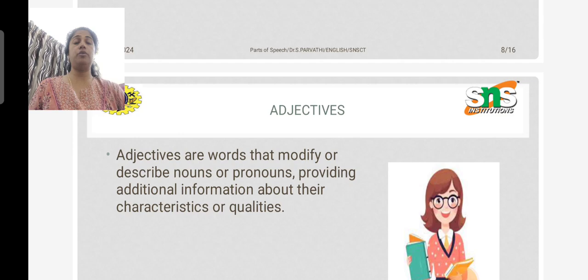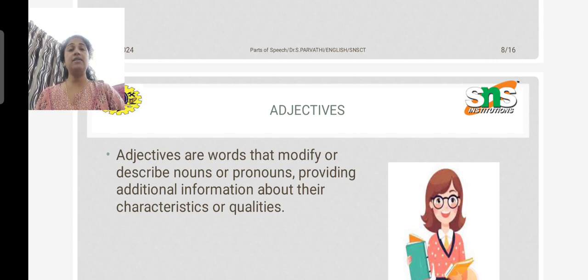That is called an adverb. Your next part of speech is the adjective. So what is an adjective? An adjective is explaining a noun in a deep manner. Adjectives are words that modify or describe nouns or pronouns, providing additional information about their characteristics or qualities. For example, I can say there is a beautiful house. This 'beautiful' is an adjective. House is a noun. You are saying the house is very beautiful. You are describing the noun.